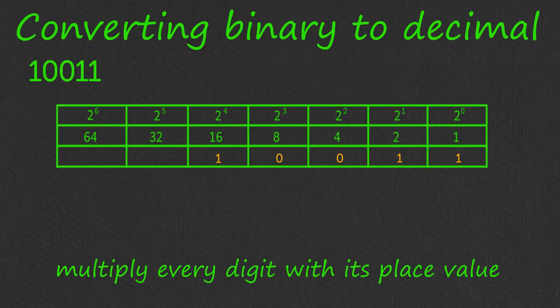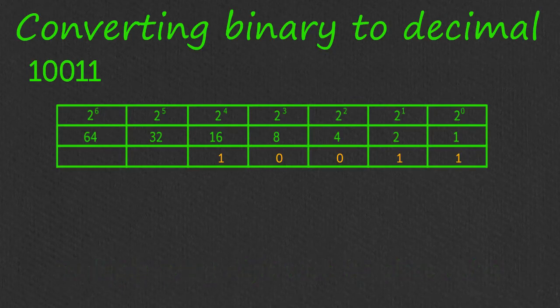We have a 1 in the place value of 2 to the 4 or 16, a 0 in the place value of 2 to the 3 or 8, another 0 in the place value of 2 to the 2 or 4, a 1 in the place value of 2 to the 1 or 2, and a 1 in the place value of 2 to the 0 or 1.